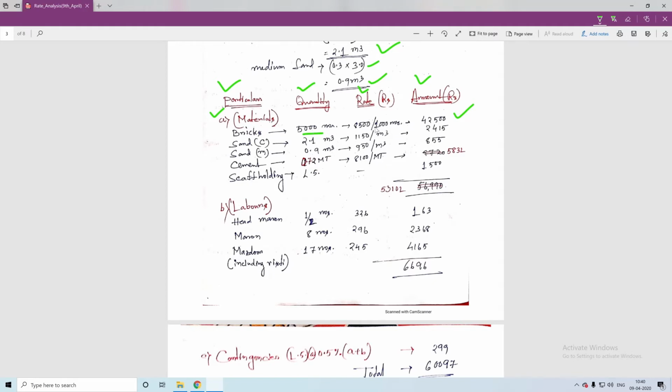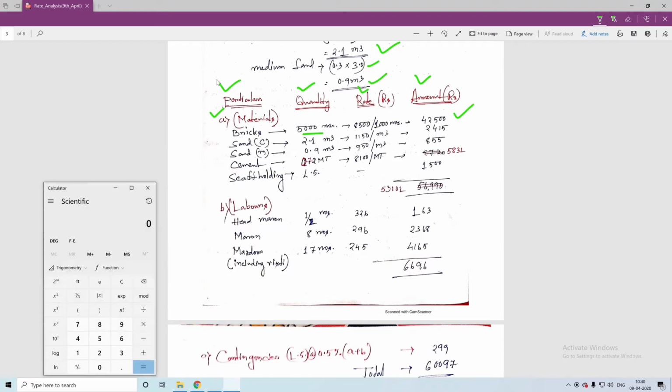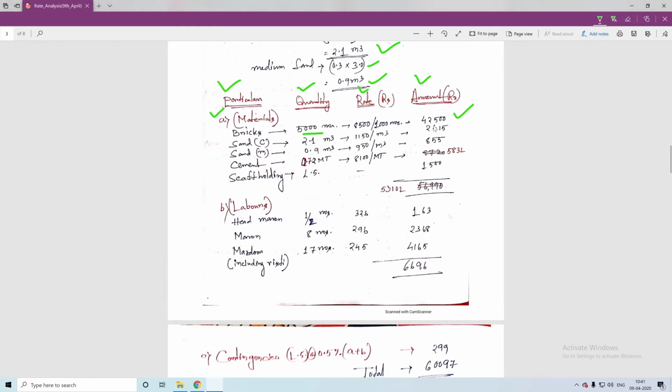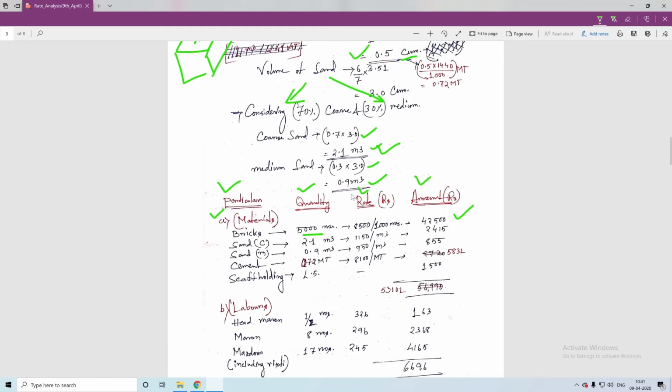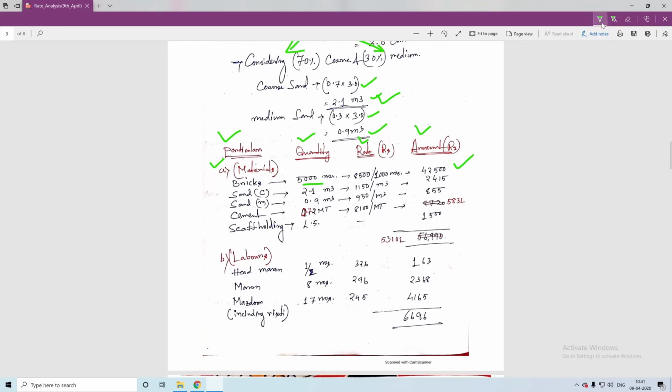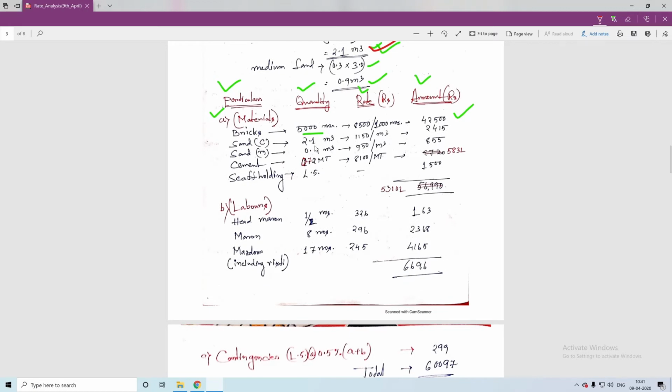This means per brick it is coming 8.5 rupees. So multiply 5000 into 8.5, you will get 42,500. Yes, right? So in this way you can calculate and check all values. So 2.1, this is the sand, I get the value here. This is the rate, which is in the question, and you can get the values.